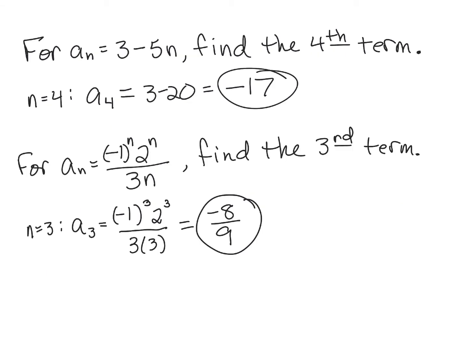A few more examples. If you're asked to find a particular term, you're just going to take that number and plug it in for the n. So 3 minus 5 times 4, 3 minus 20, the fourth term, sorry, is negative 17. For this problem, finding the third term, notice that it's geometric on the top and arithmetic on the bottom. That's okay. You're just going to plug the n's in. Oh, it's also alternating. Look at that. So a minus to the third power stays minus. 2 to the third is 8, and 3 times 3 on the bottom is 9.